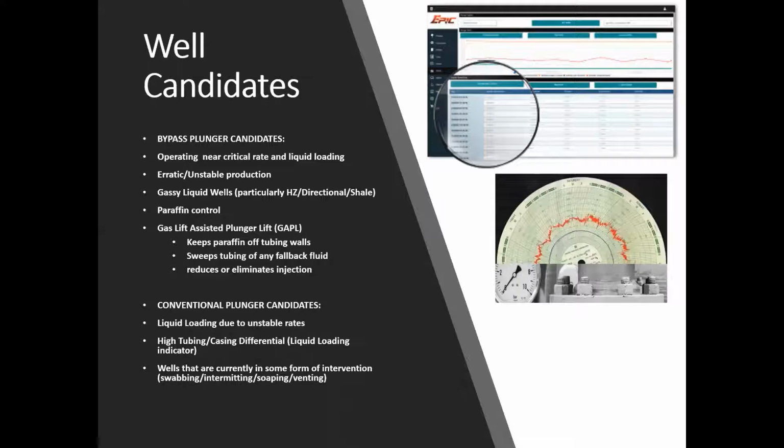Paraffin controls, what they're used for as well. And then also in GAPA wells, so gas-assisted plunger lift. It keeps paraffin off the tubing walls, sweeps tubing from any fallback of fluid, and reduces or eliminates injection.